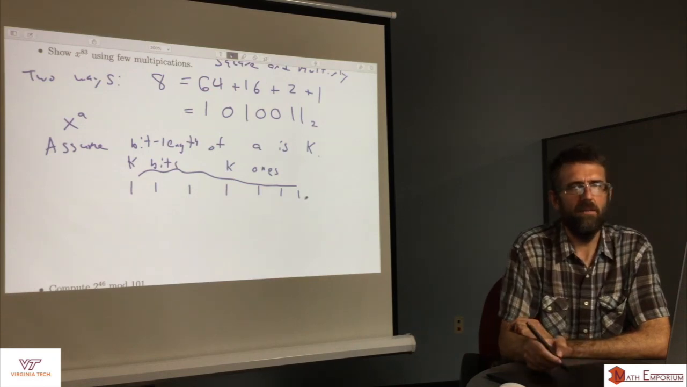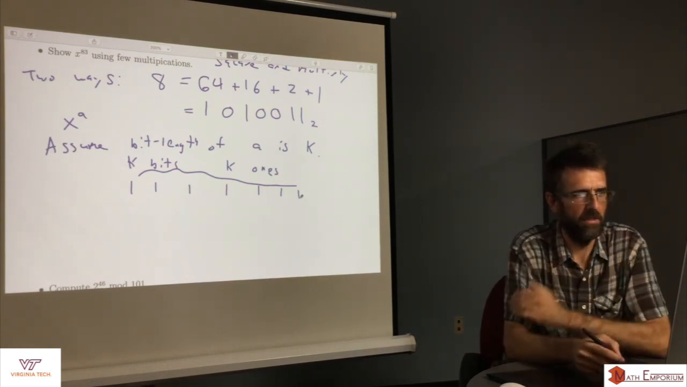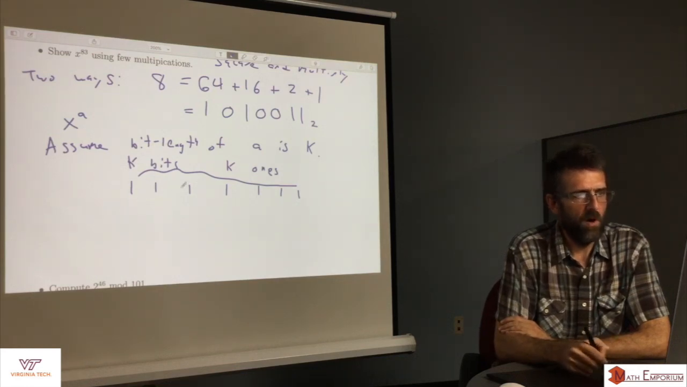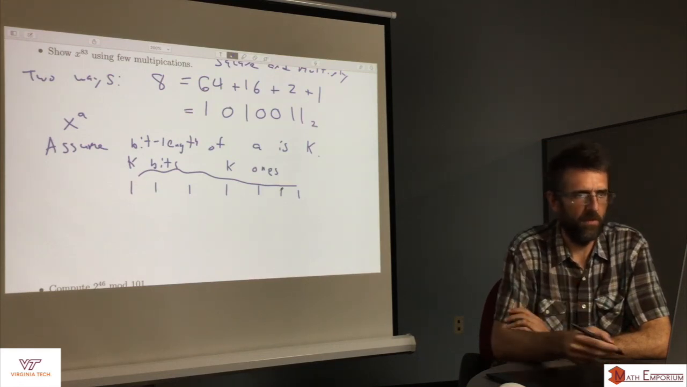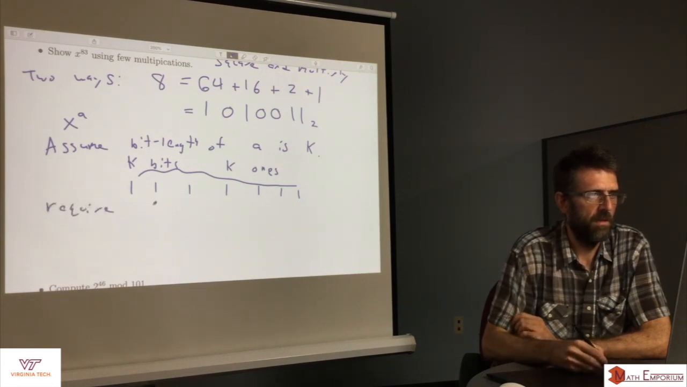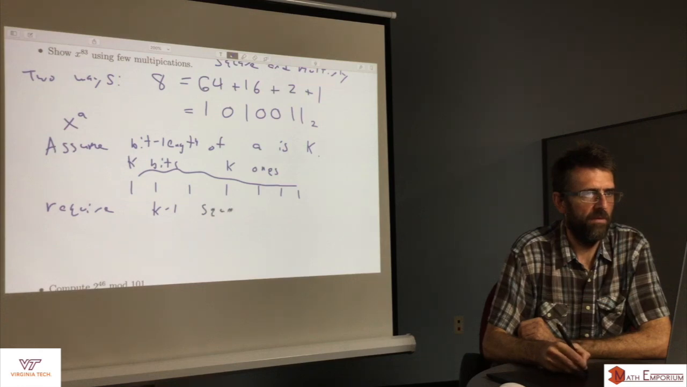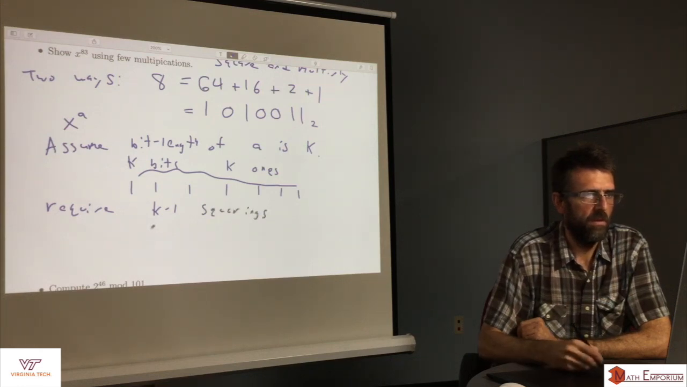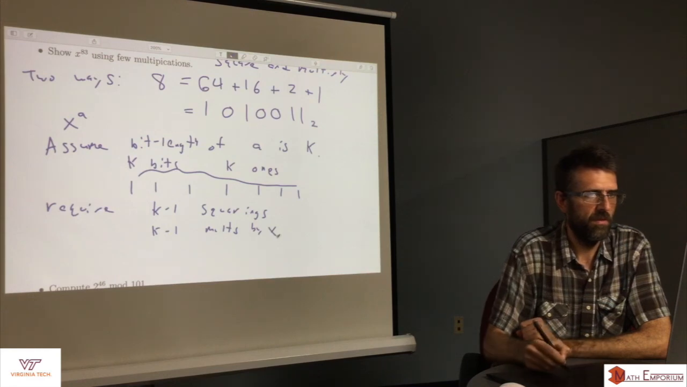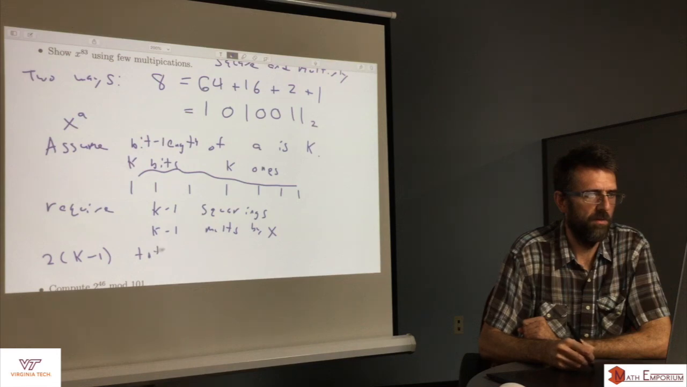If I've got k 1s, every time I shift, I have to square, which counts as a multiplication. If I have a 1 in each column, every time I see a 1 past that first one, I'll have to multiply by x. So this would require k minus 1 squarings and k minus 1 multiplications by x. So 2 times k minus 1 total multiplications.